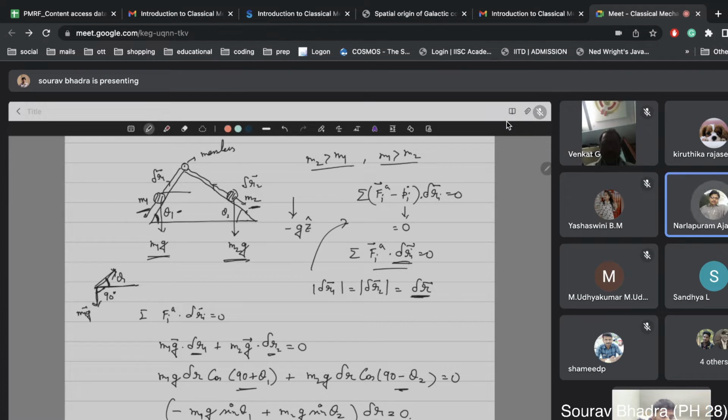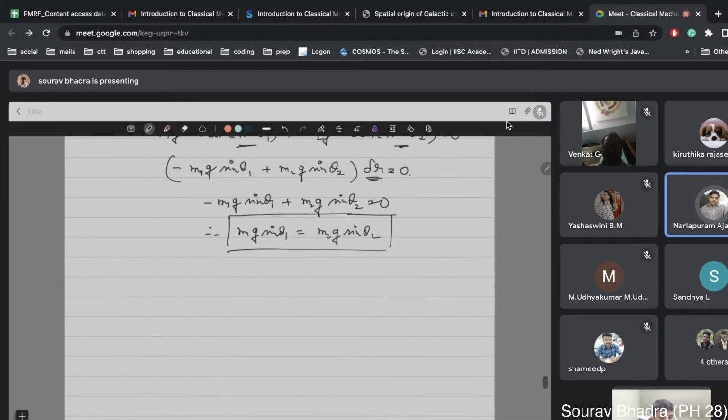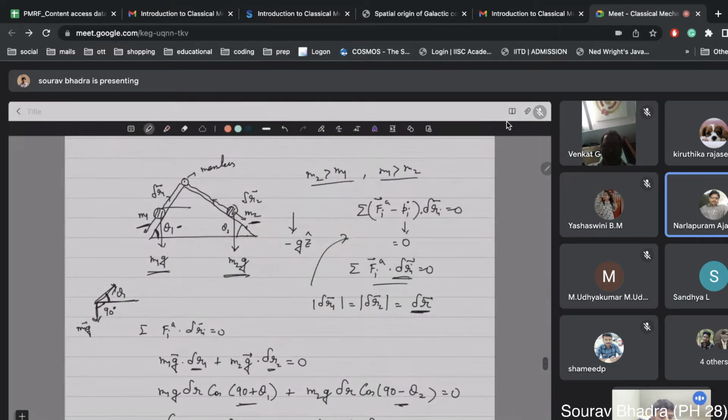Yes, of course, and you can do the same problem with taking delta r1 in this direction and delta r2 in the opposite direction. That will give you the same result. So if your masses are equal, then there will be no displacement, delta r will be 0 in that case, so that will be static.